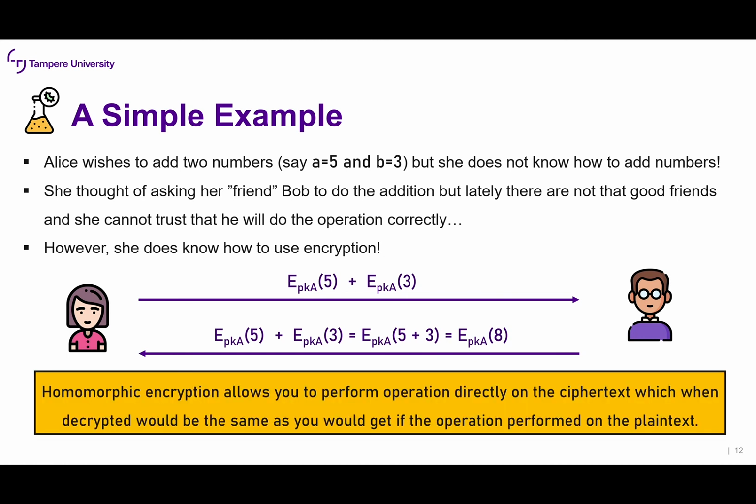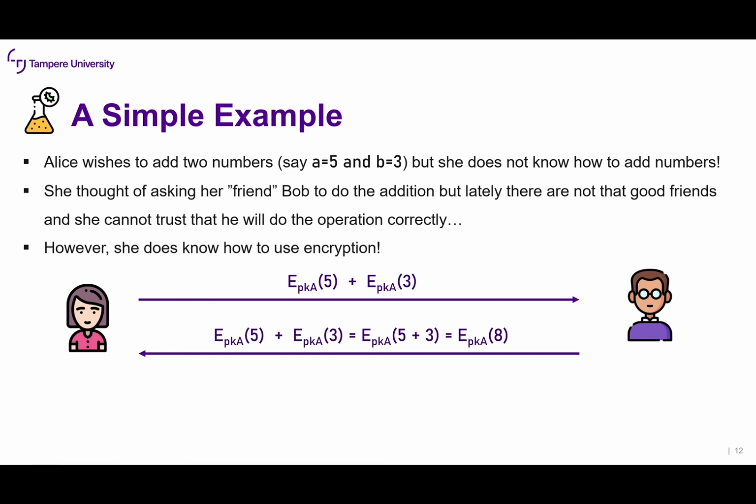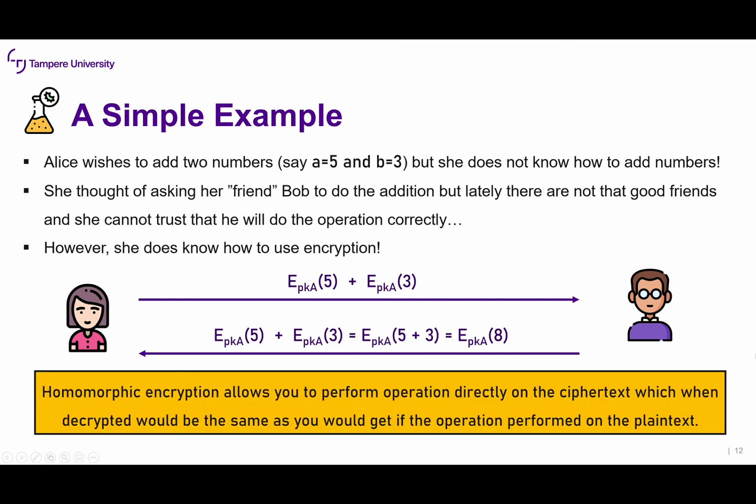Upon reception, Alice, who has access to her secret key, will be able to decrypt this and find out the sum of 5 and 3. Homomorphic encryption allows you to perform operations directly on the ciphertext, which when decrypted gives the same result you would get if the operation were performed on the plaintext.